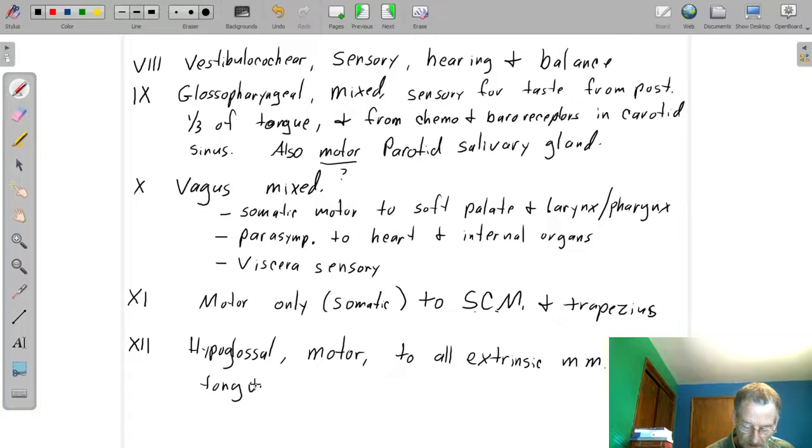Okay, that's sort of a quick and dirty intro to the cranial nerves. We're going to go through them in more detail as shown in the slides, but that should give you something to practice for naming them, the Roman numerals, whether they're sensory only, motor only, mixed, and then briefly what are they doing, where are they going.